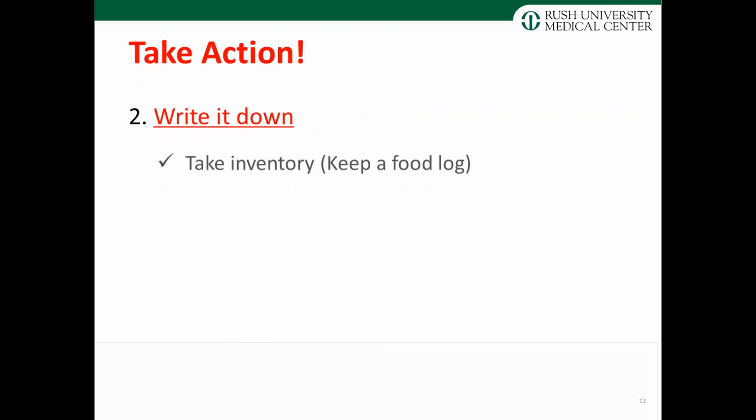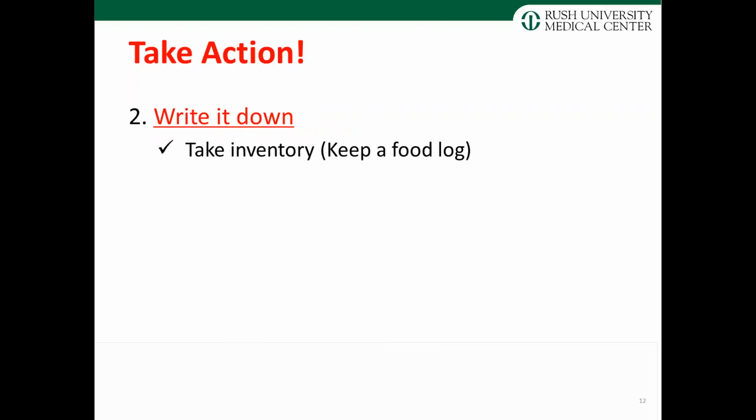So number two, write it down. It's very important to take inventory and take stock of where you're at. So very simply, keep a food log. There are many apps out there you can get on your iPhone or other smartphone of choice. I'm sure many of you have heard of MyFitnessPal or Lose It. It's a really easy way to write down what you're eating. It'll actually save the foods that you commonly eat, and it pulls from all different grocery stores and brands, so you can find almost anything that's out there.